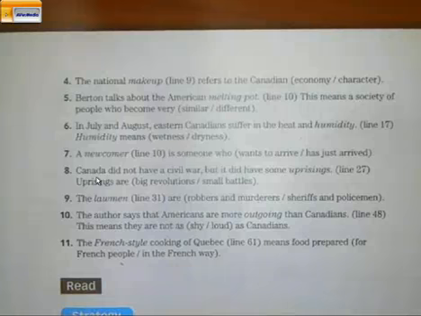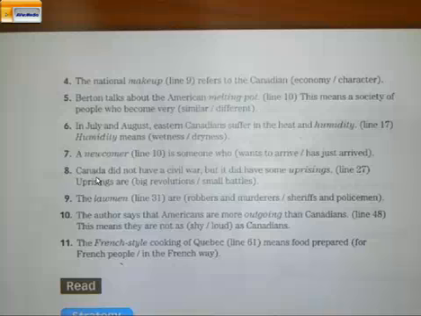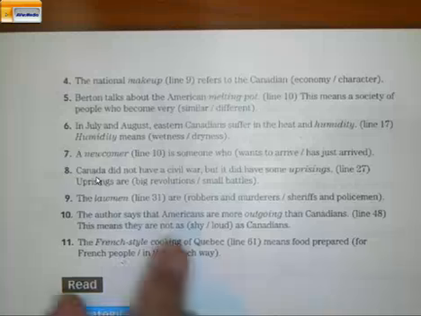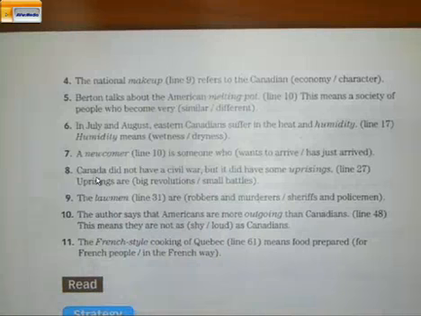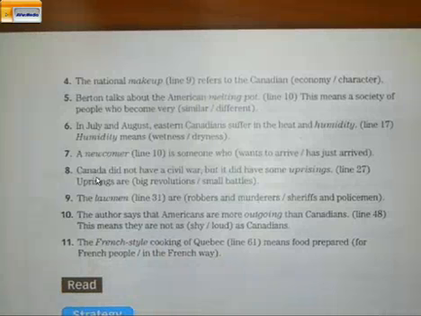The French style cooking of Quebec means food prepared for French people in the French way. French style means French way. So we understood some of the main or key words in the text before we read it. Now we are going to find the implied.